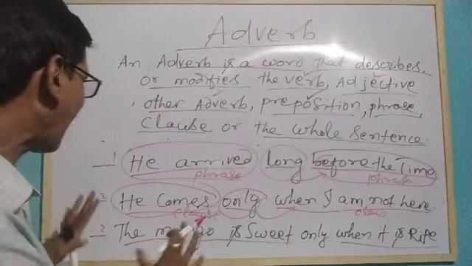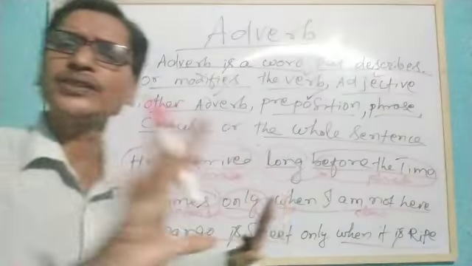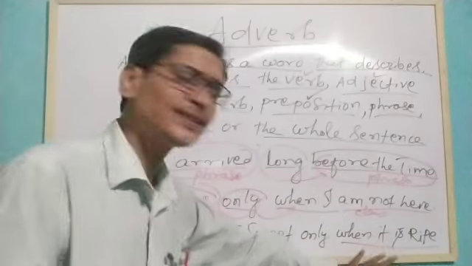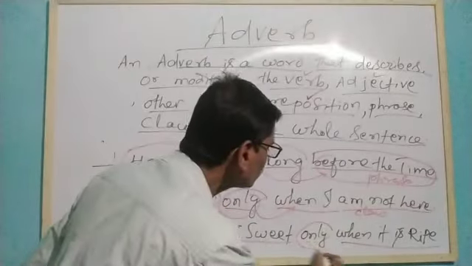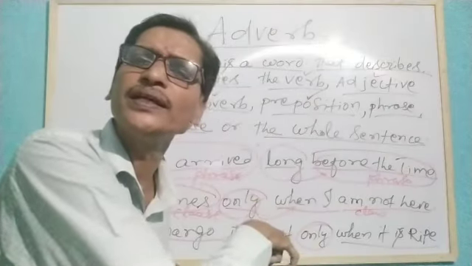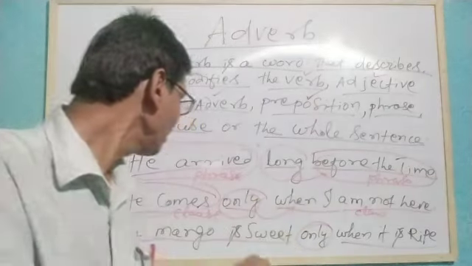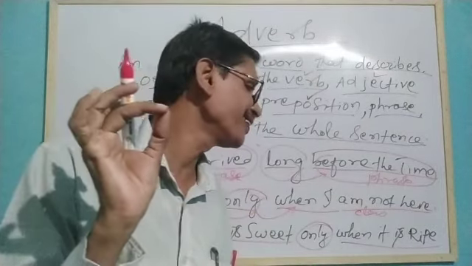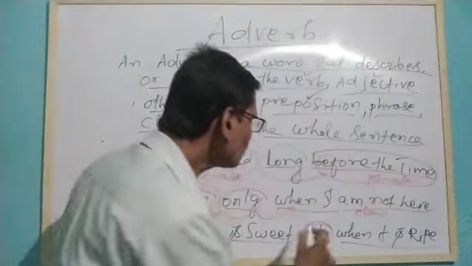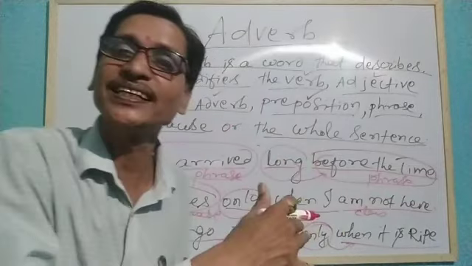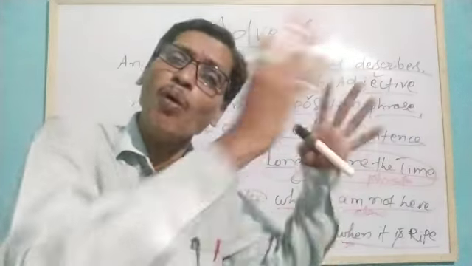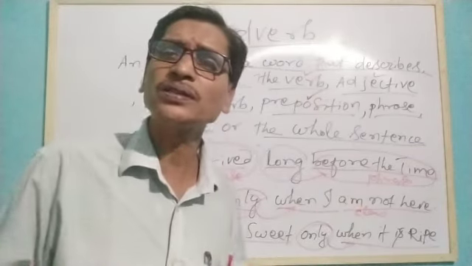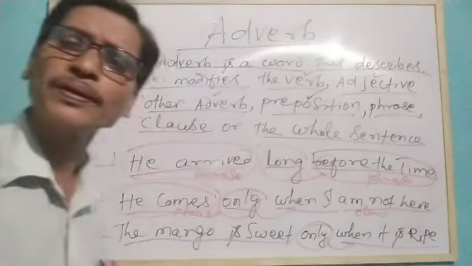Here also we find this sentence has two clauses. And here, before this second clause, we have used the word only. Mango is sweet only when it is ripe. So this word is enhancing, modifying or describing, giving more information about this clause, and functioning as an adverb.